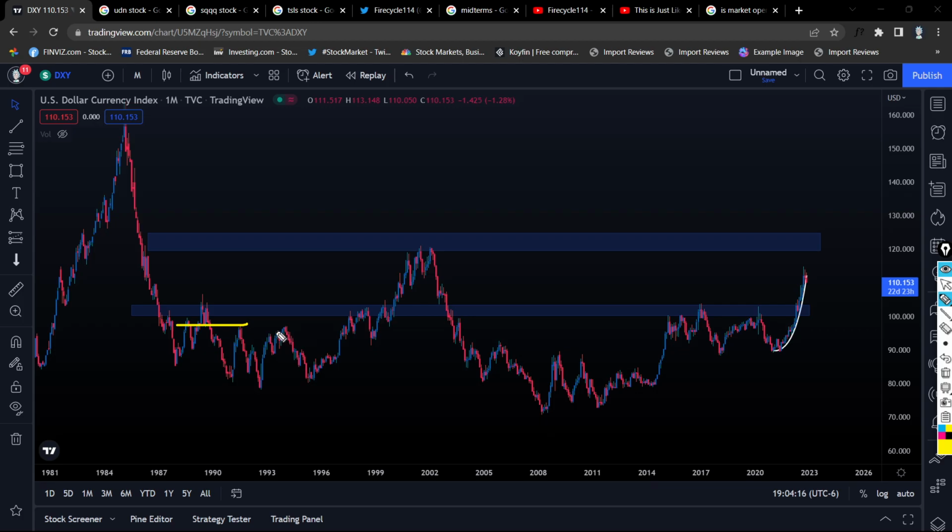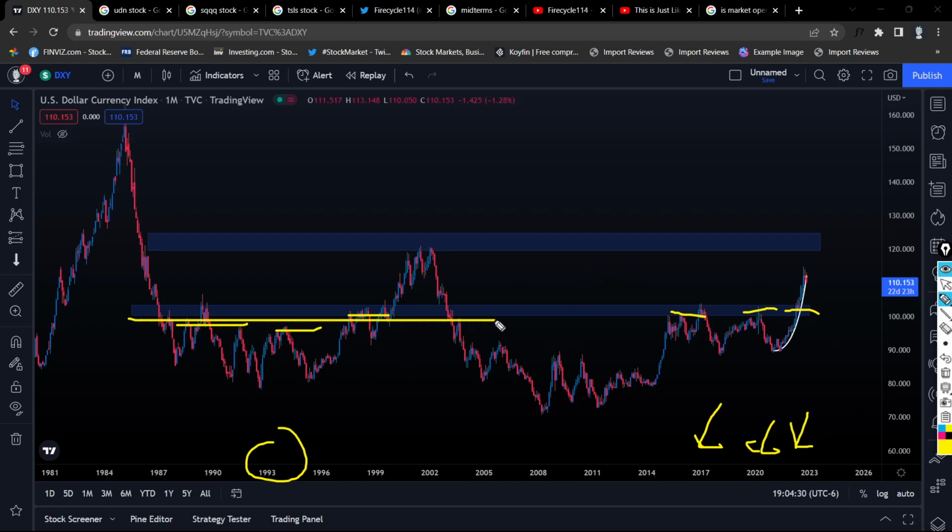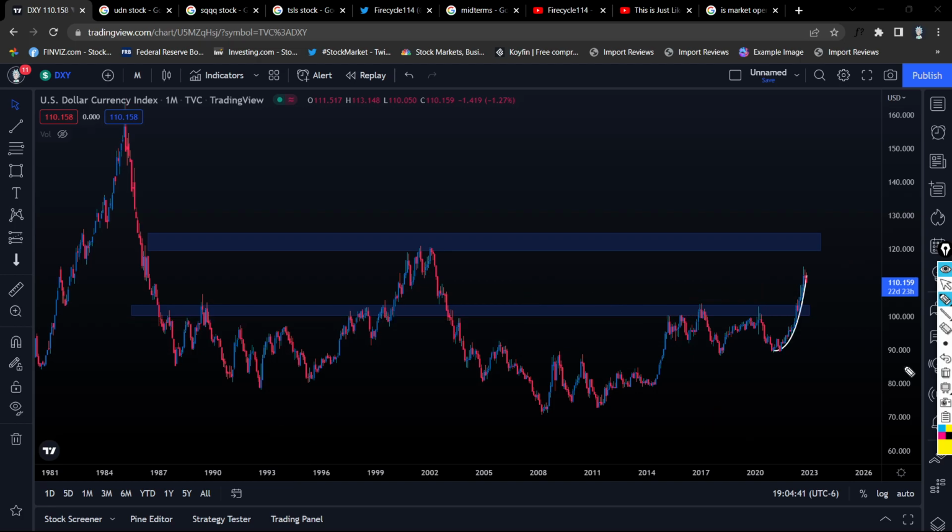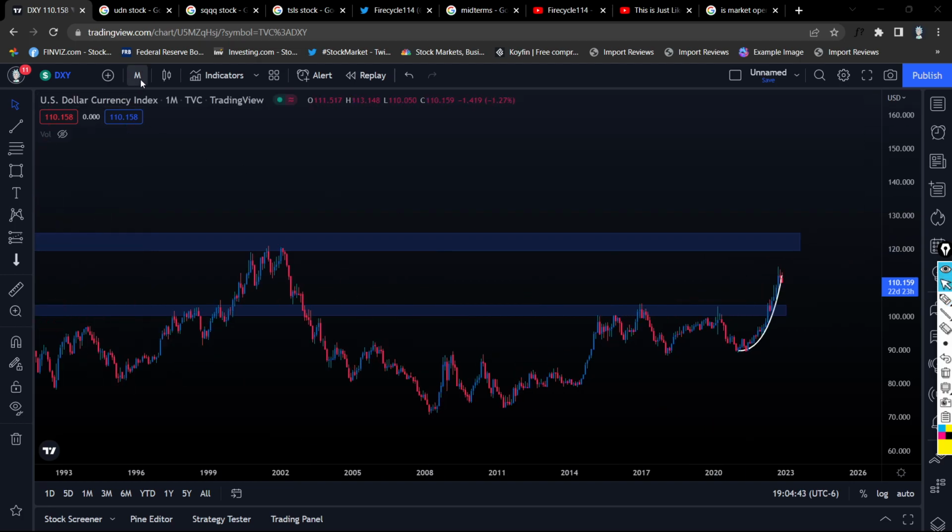We could see that this was a major resistance in 1993. This was a major tough resistance in 2017, 2020, and then it did break out in 2001. Since we had this major level of resistance, we actually broke that, and now this is the level of support where we can expect a bounce on the dollar. So that is my price target.